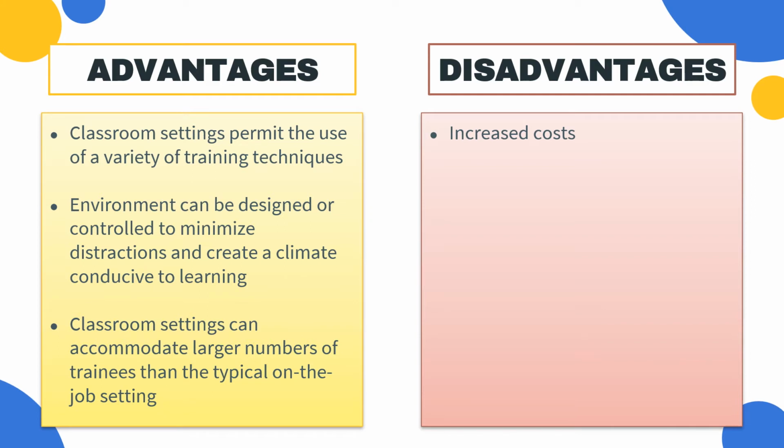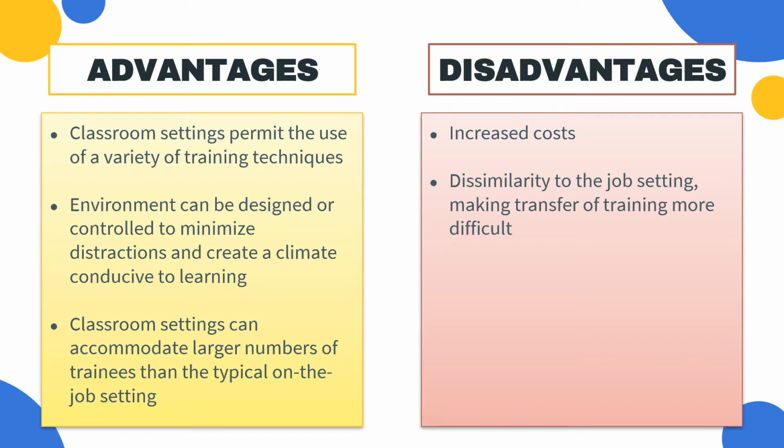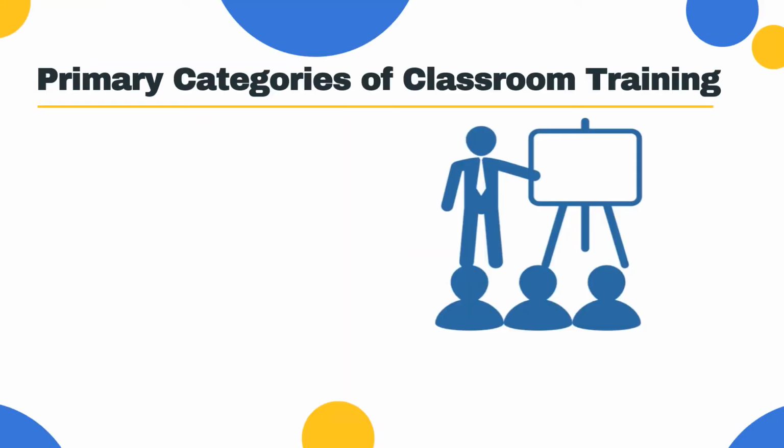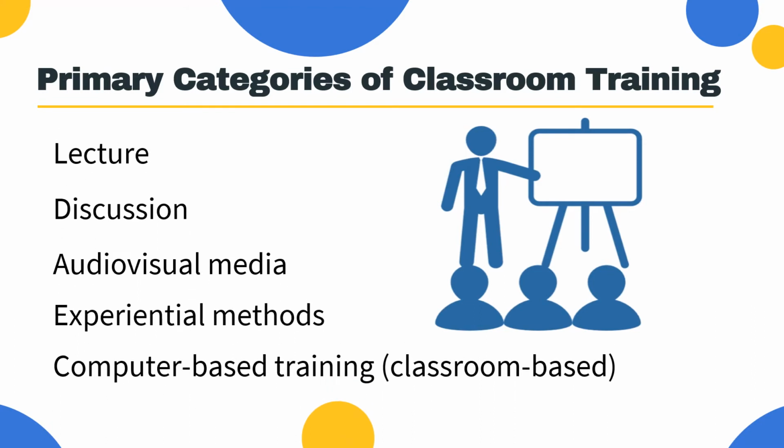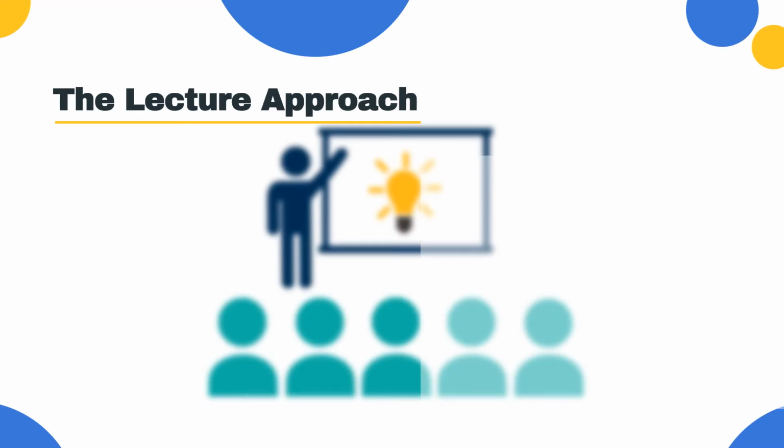On the other hand, two potential disadvantages of classroom methods are, first, increased costs, such as travel and the rental or purchase, and also maintenance of rooms and equipment. Second, dissimilarity to the job setting, making the transfer of training more difficult. There are five primary categories of classroom training. It includes lecture, discussion, audiovisual media, experiential methods, and computer-based training, which is classroom-based. So let's start with the lecture approach.